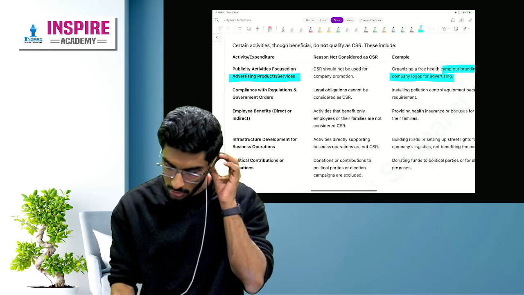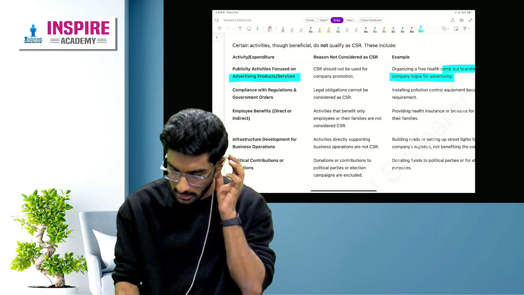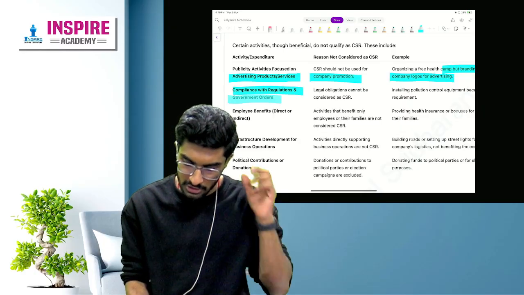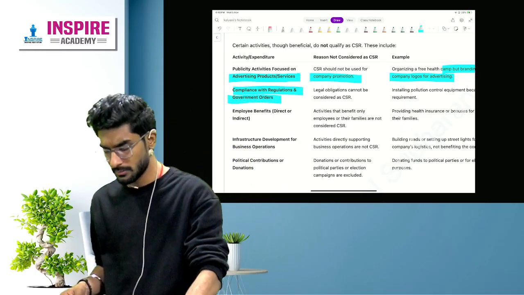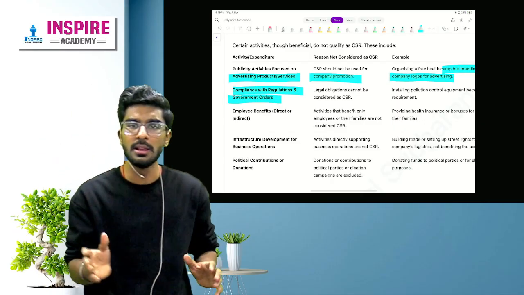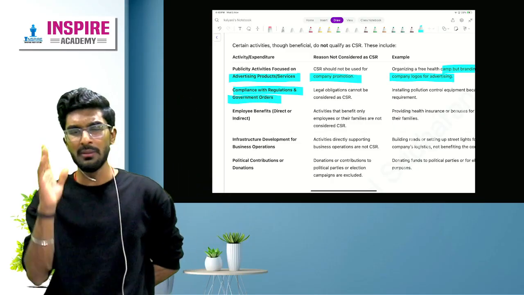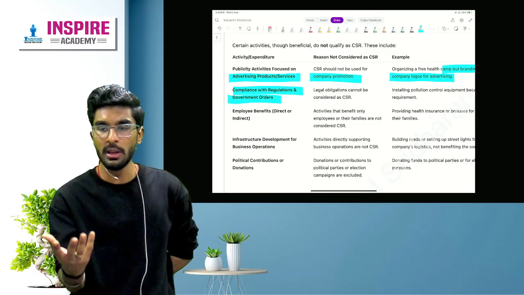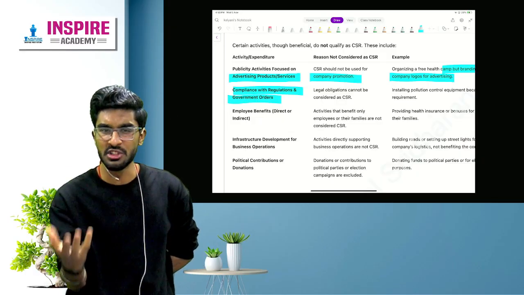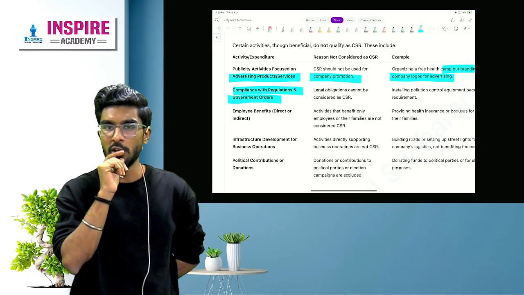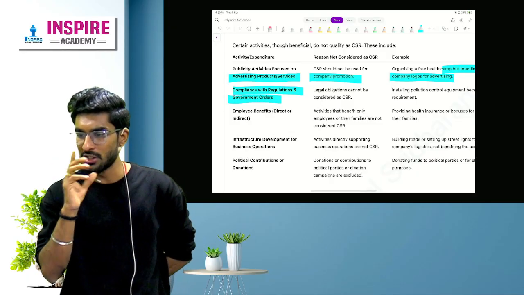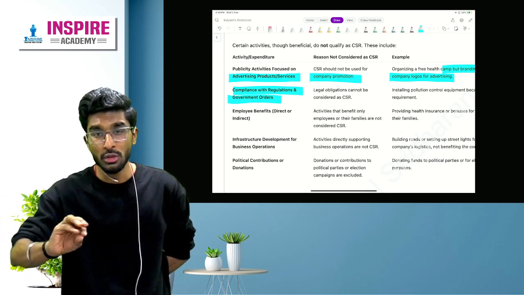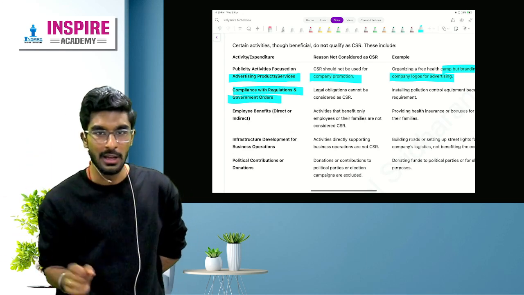So, CSR should not be used for the company's promotion. Number 1 point. Next is compliance with regulations and government orders. Let's say your company is polluting the rivers very, very badly. To control the pollution, you are installing anti-polluting machinery so that you can pollute less in the rivers.